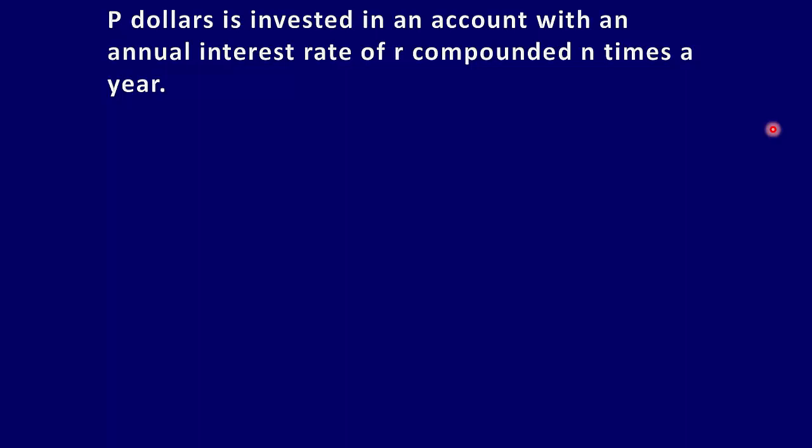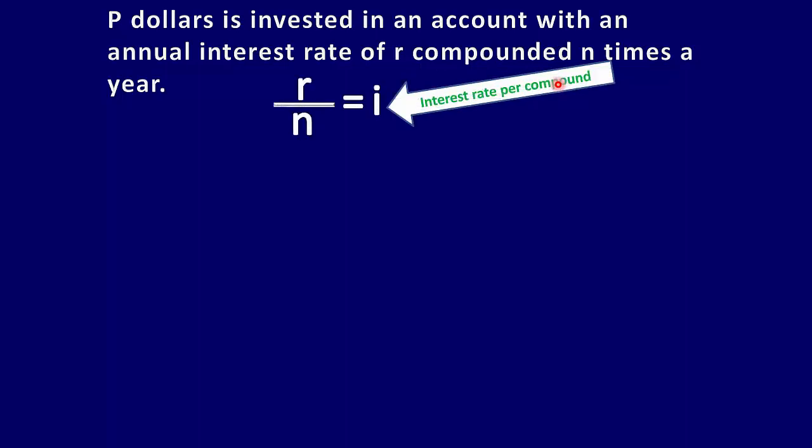Okay, so that's the idea behind compounding interest. We don't just calculate it once at the end, we spread it out and we're calculating it more often. So let's suppose that you have P dollars invested in an account at an annual interest rate of R. So we're being general now. Compounded N times a year. Here's our interest per compound. We take the interest rate divided by the number of times we compound. So in the previous example, it was 0.08 divided by 4.